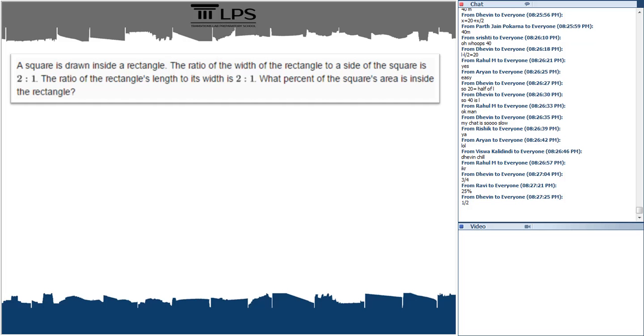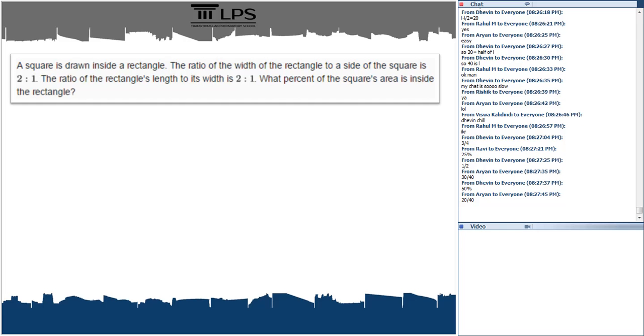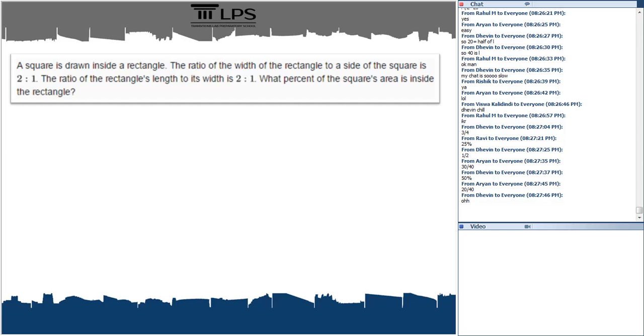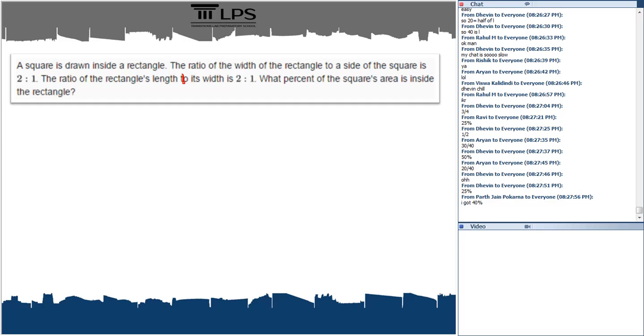A square is drawn inside a rectangle. The ratio of the width of the rectangle to the side of a square is 2:1. So now if everyone has understood what a width is, what a side is, then this interpretation should not be a problem. The ratio of the rectangle's length to its width is 2:1. That's how a ratio is represented.